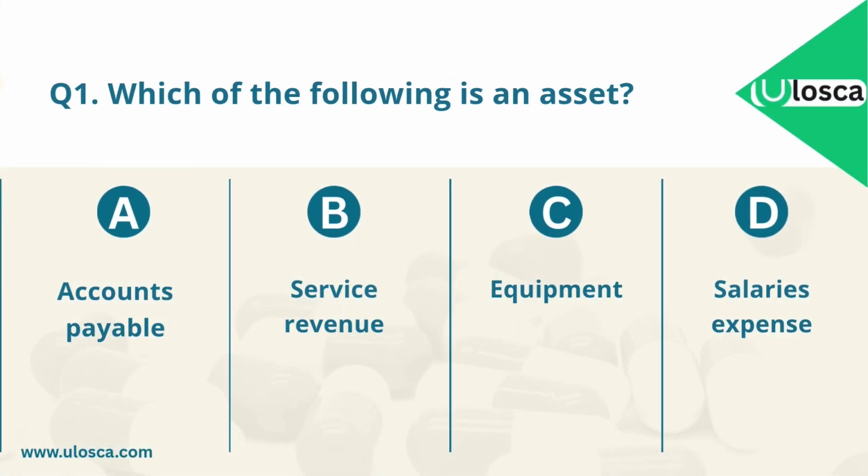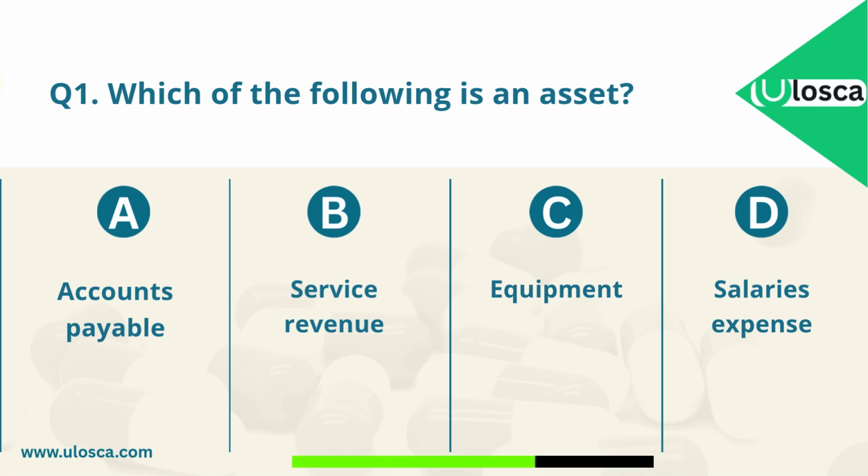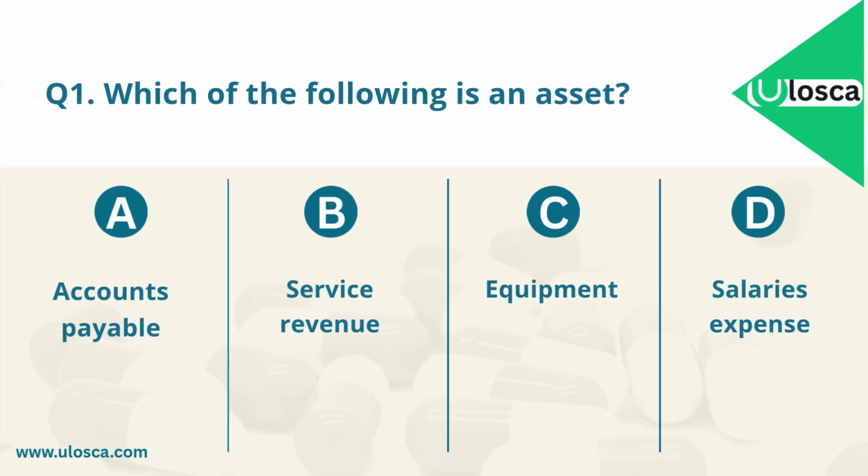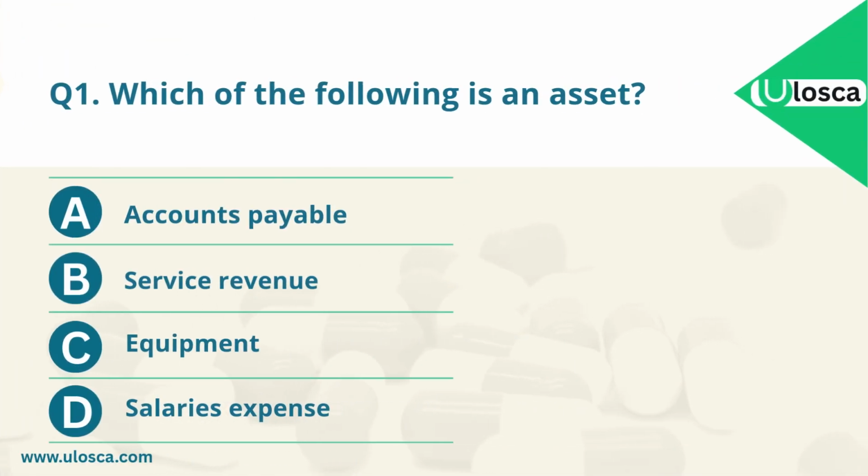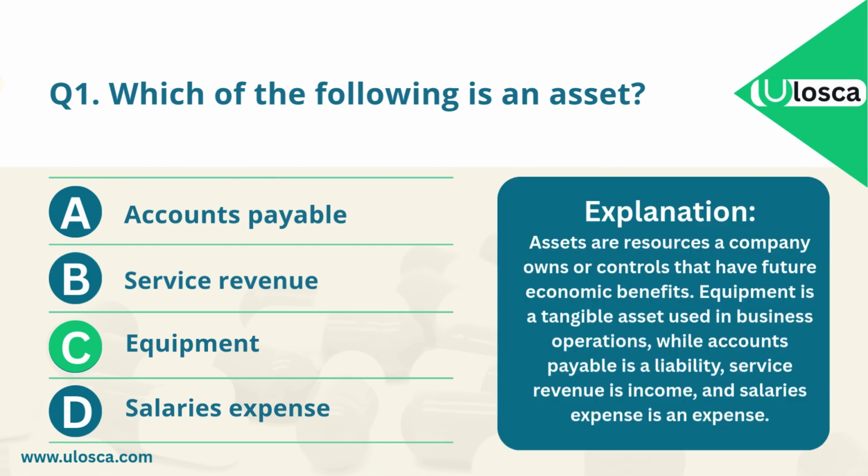Question 1. Which of the following is an asset? A. Accounts payable. B. Service revenue. C. Equipment. D. Salaries expense. Which one is the correct answer? The correct answer is C. Equipment. Explanation. Assets are resources a company owns or controls that have future economic benefits. Equipment is a tangible asset used in business operations, while accounts payable is a liability, service revenue is income, and salaries expense is an expense.